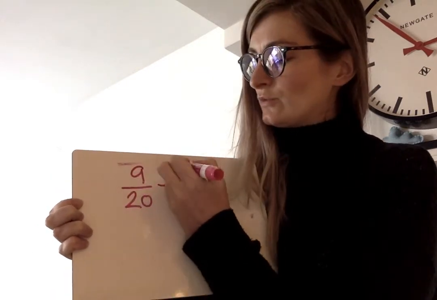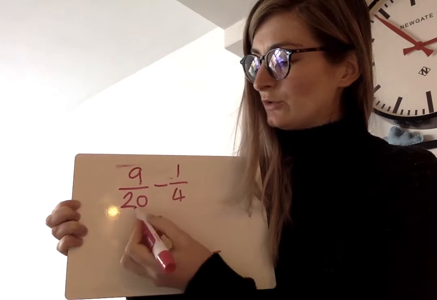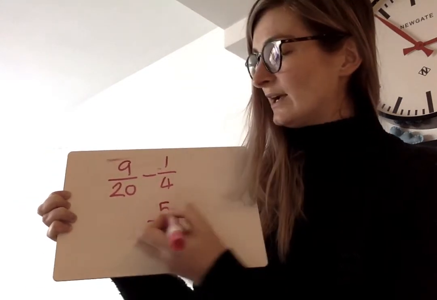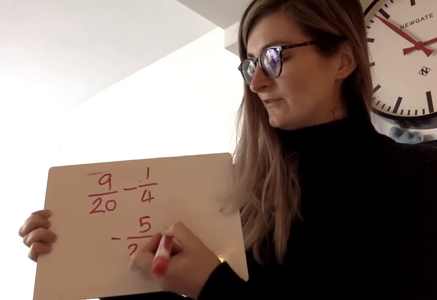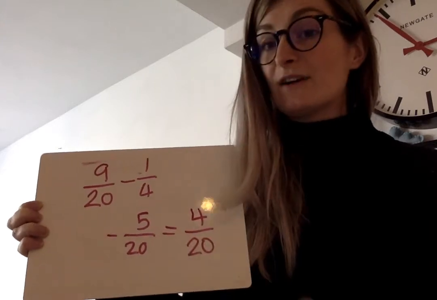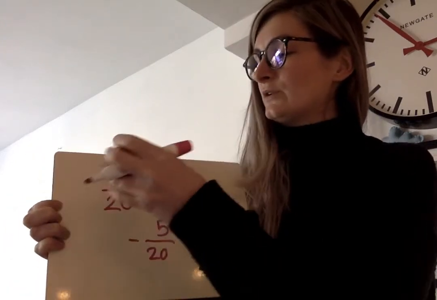9/20 subtract 1/4. I know that 1/4 in 20ths is 5/20, using my known facts. 9 subtract 5 equals 4/20. Can you simplify that? Yes, you can. Did you simplify it? What did you get?